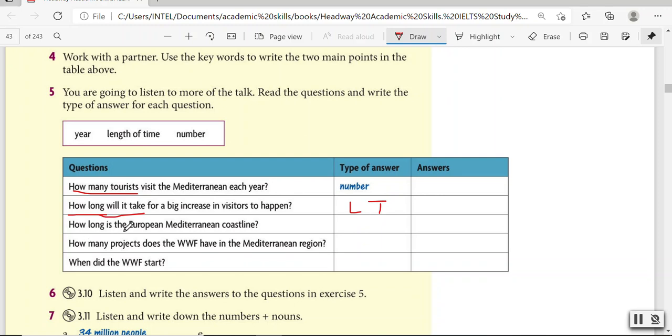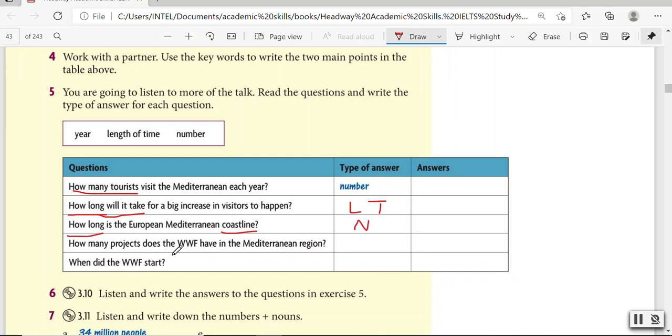And how long is the European Mediterranean coastline? Coastline means the bordering line, border. How long?